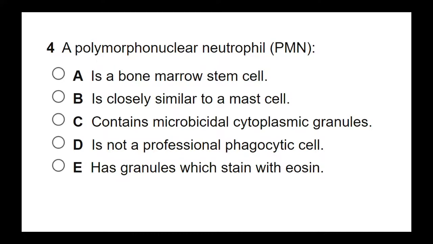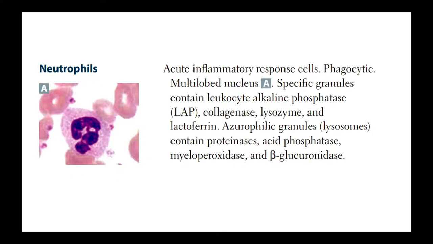And also they have granules, but they do not stain with eosin, because eosin stains with red, and they are more basophilic, and they stain blue. So that's why the answer here is it contains several granules. Mostly you need to know, of course, there are two types: specific granules, which contain alkaline phosphatase, collagenase, lysozyme, and they are all involved in inflammation and in the degradation of microbes and elimination of the infection.